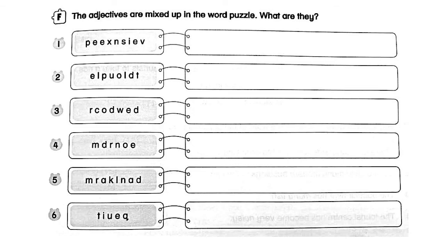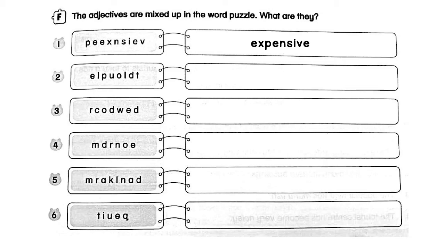Okay, the adjectives are mixed up in the word puzzle. What are they? So you have to rearrange the letters to form the correct spelling of the adjective. Okay, so for the first one, let's try. I give you 5 seconds. 1, 2, 3, 4, 5. So the answer would be expensive. Yes. How about number 2?